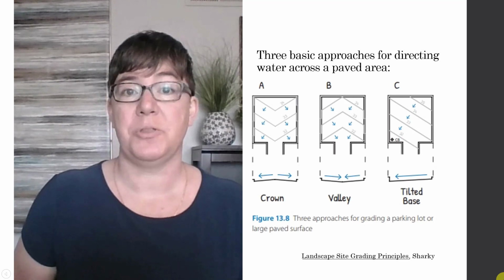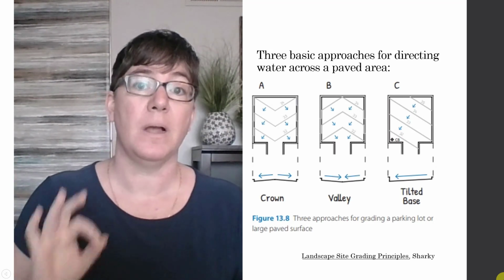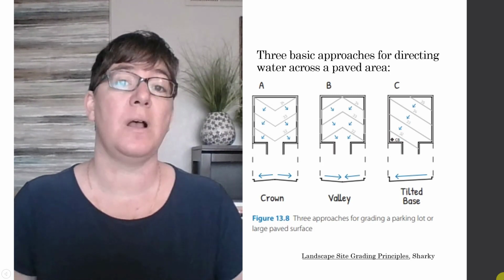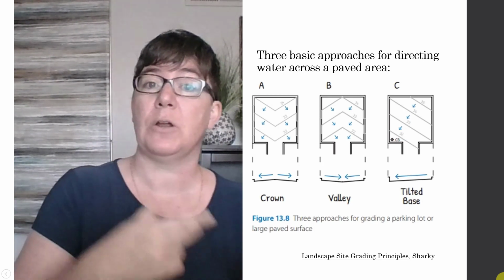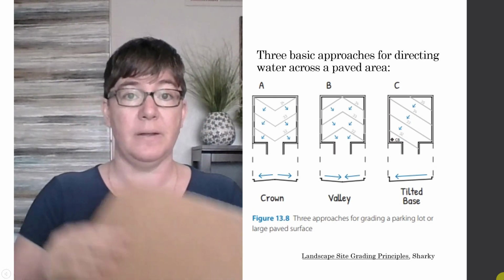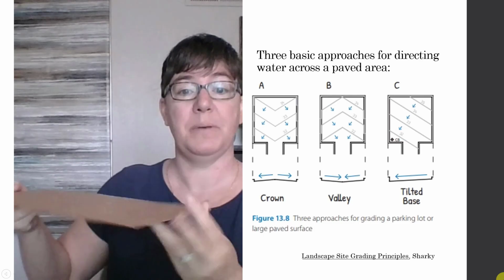There are 3 basic approaches for directing water across a paved area, and they are very similar to what we saw with roads and walkways. They're a crown, a valley, and a tilted base. So let's take a look at an example sloped surface.